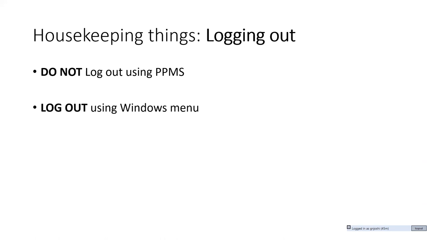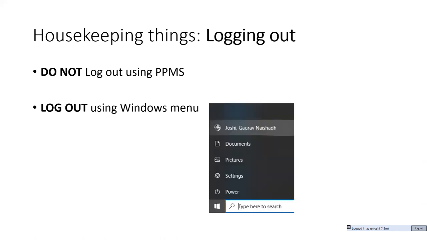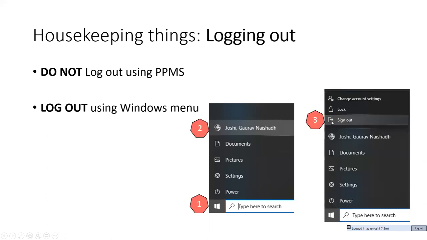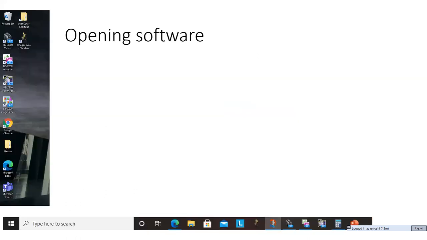And when you are logging out of the system, please do not log out using PPMS, because if you log out using PPMS, somebody else will not be able to log in with their credentials. So just log out using the Windows menu. And to do that, click on the Windows button, go onto your name, and then just sign out, okay? That simple. All right.